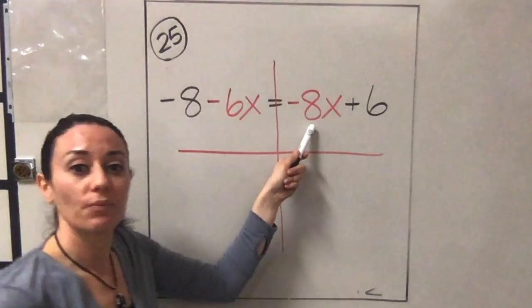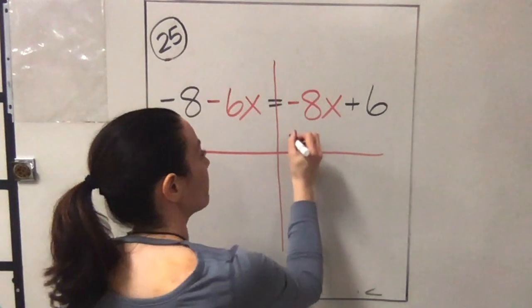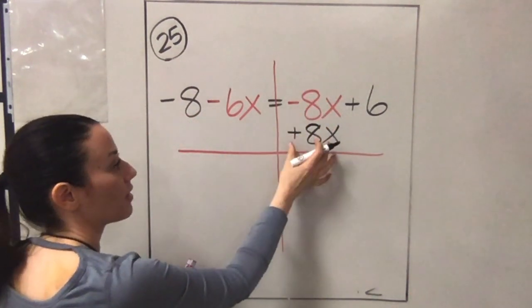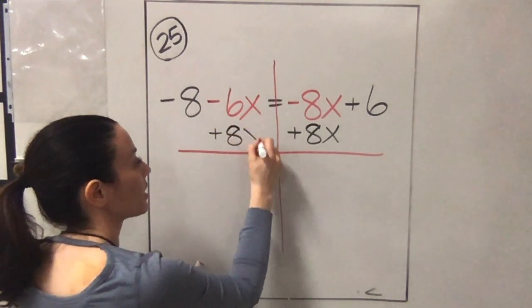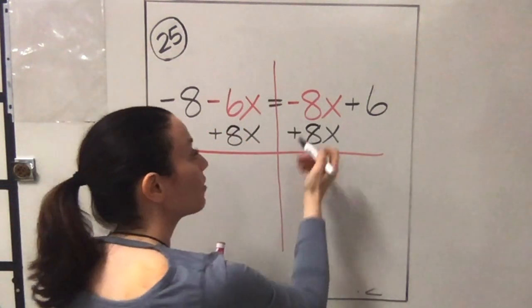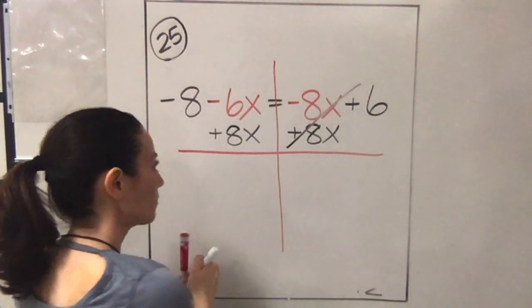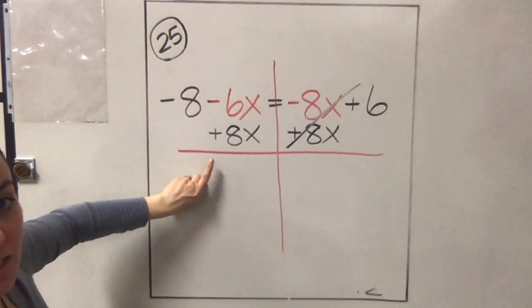So let's look at this one. What's the opposite of negative 8x? It's positive 8x. Good job. So put that underneath the x on the right and also put it under this negative 6x over here on the left. So now that negative 8x and positive 8x go away. Now they're gone. Let's work with these variable terms. We have negative 6x and positive 8x.